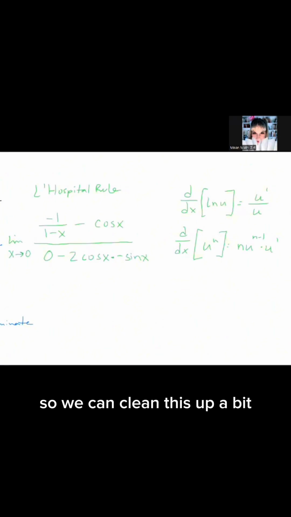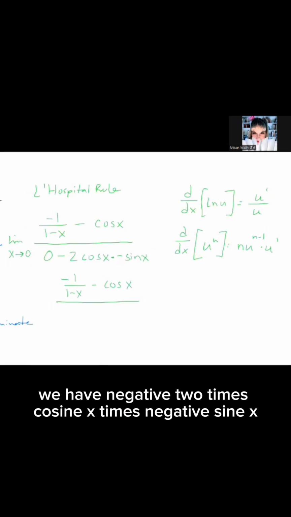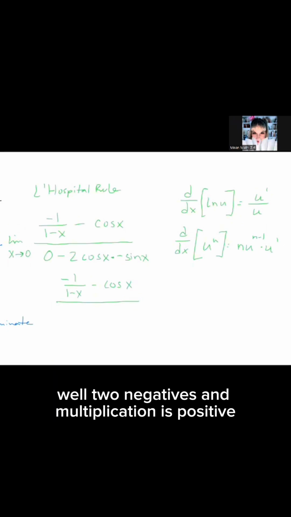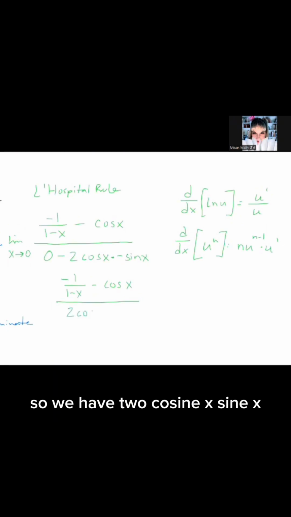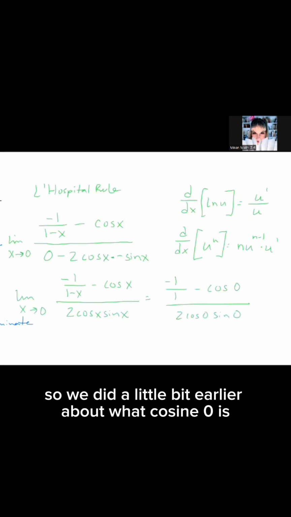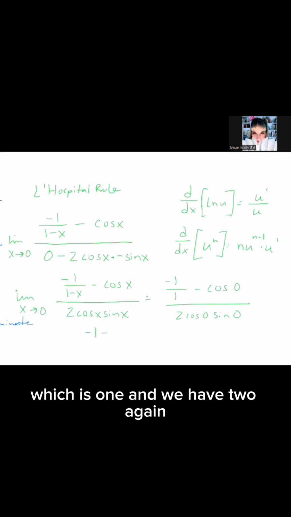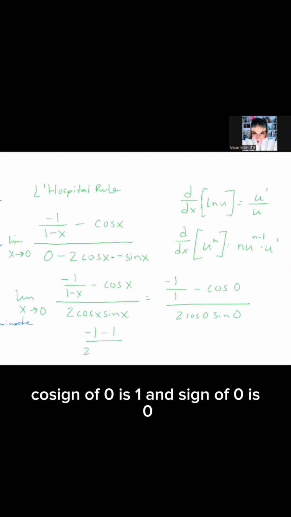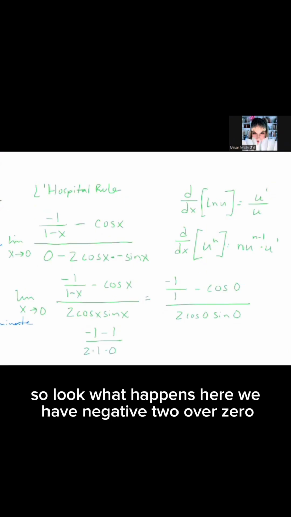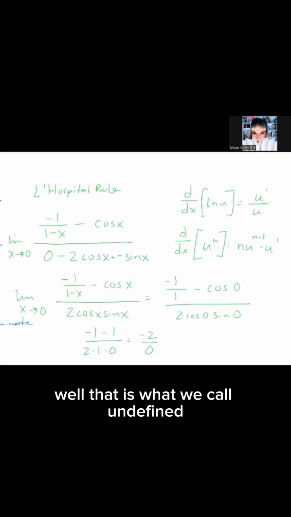So we can clean this up a bit. We have negative 1 over 1 minus x, minus cosine x, all over, and that denominator is really what we can clean up. We have negative 2 times cosine x times negative sine x. Well, two negatives in multiplication is positive, so we have 2 cosine x sine x. Now we go ahead and plug in 0, limit as x approaches 0. We did a little bit earlier about what cosine 0 is. Negative 1 over 1 is just negative 1. And cosine of 0 is the x value at that point, which is 1. And then we have 2, again cosine of 0 is 1, and sine of 0 is 0. So look what happens here. We have negative 2 over 0. Well, that is what we call undefined.